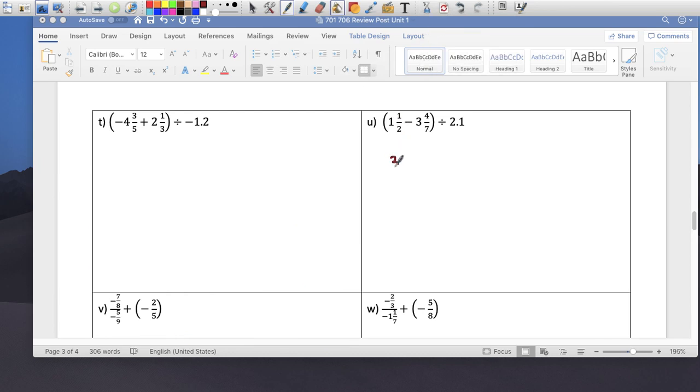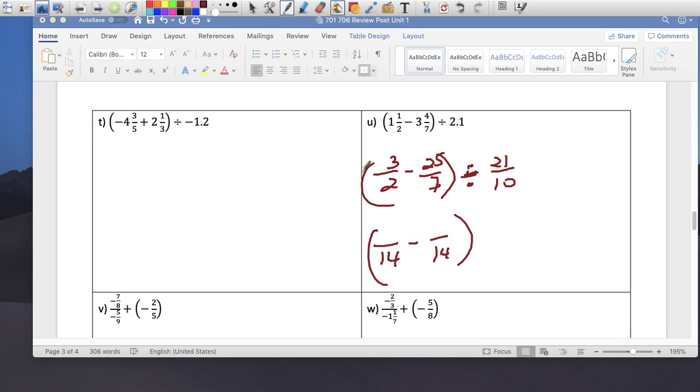Again, I'm going to change, so it's going to be 3 over 2 minus 21 plus 4 is 25 over 7. I change this to a fraction. It's going to be 21 over 10. Find the common denominator, which is 14, right? So it's going to be times 7. Times 7, it's 21. Times 2 is going to be 50. Divided by 21 over 10.